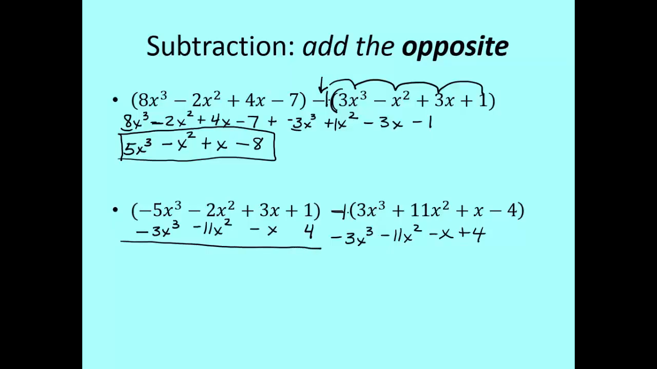So for the x cubed, I've got negative 8x cubed. For x squared, I have negative 13x squared. I'm just adding straight down. Positive 3 minus 1 is 2. Put a plus in front of any positive numbers that you get. 1 plus 4 is 5, and that's our final answer. So there's addition and subtraction.